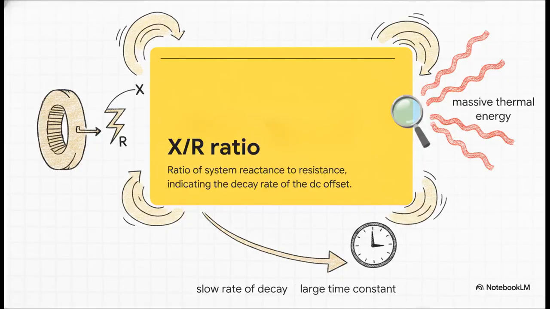Now you might be asking, okay, but what determines how fast that dangerous DC offset actually decays? Well, it's entirely dependent on your system's X/R ratio. That's the ratio of system inductive reactance to resistance at the fault location. A large X/R ratio means the system is highly inductive. That corresponds to a large time constant, which results in a dangerously slow rate of decay for the DC offset. So the offset just pumps massive amounts of thermal energy straight into your grid.